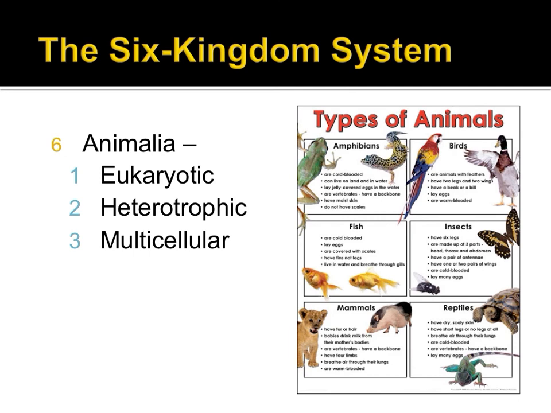The last kingdom in the six-kingdom system is Animalia. As the image to the right depicts, there's a tremendous variety within this group of organisms. In fact, the chart on this slide shows only a narrow sampling of organisms that would qualify as animals. All animals share a few characteristics. They're all eukaryotes, heterotrophs, and they are all multicellular.